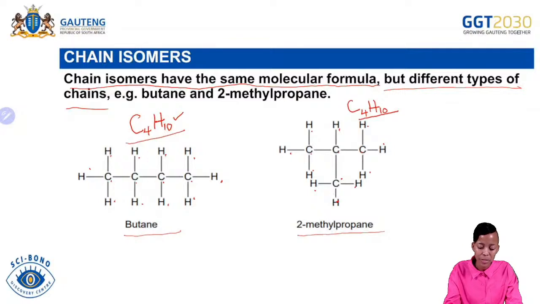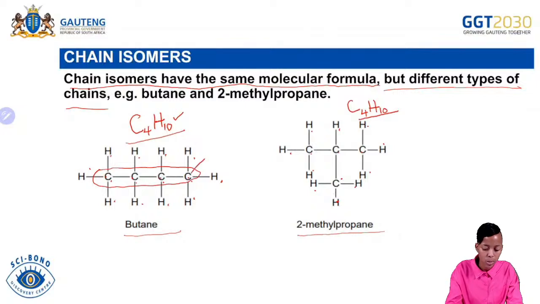But we have different types of chains. So how do you check the chain then? You need to count the number of carbons. So how many do we have there? It's 1, 2, 3, 4 on the longest chain. We have a total of 4 carbons, right?